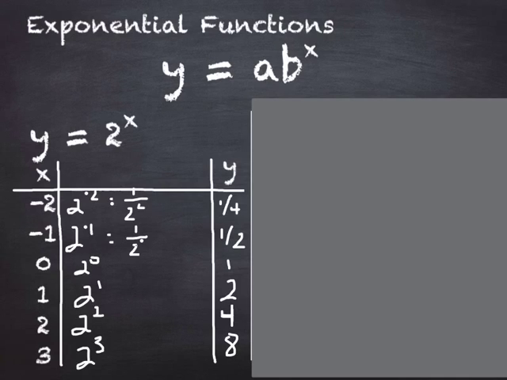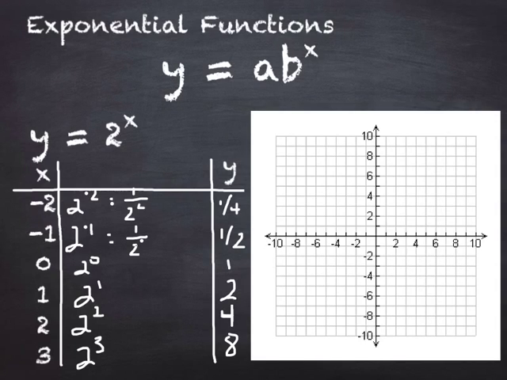If we wanted to go through and graph these, we would start at negative 2 and 1/4, negative 1 and 1/2, 0 and 1, 1 and 2, 2 up to 4, and 3 all the way up to 8. So if we connect our line here, we see that our exponential functions look like this, where they curve up very quickly.